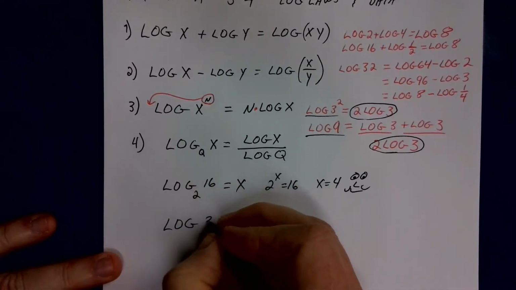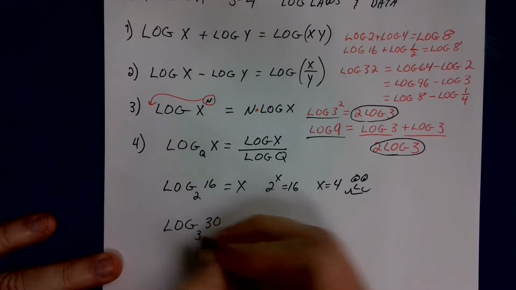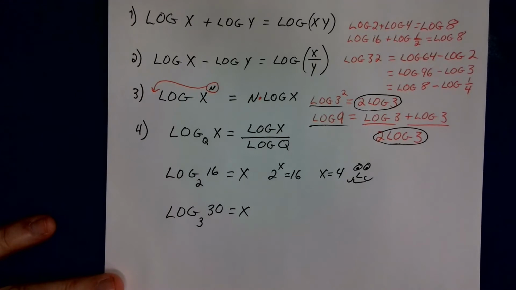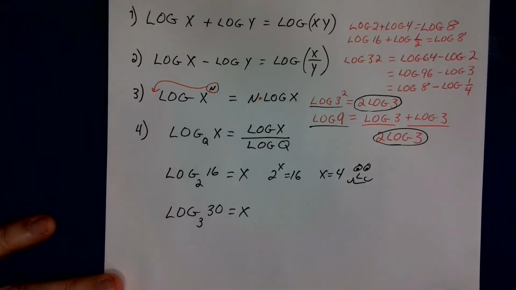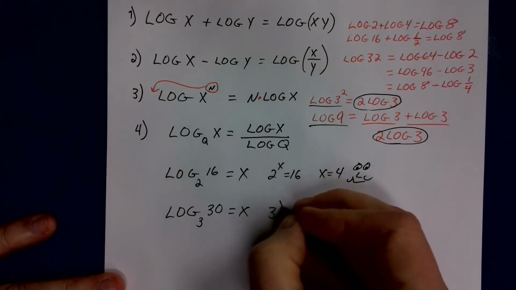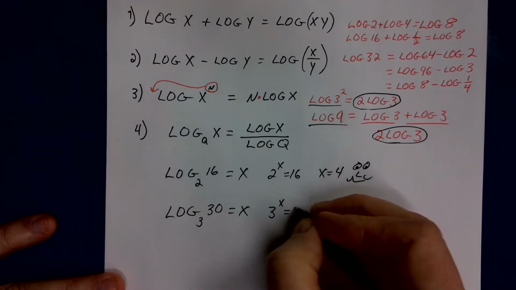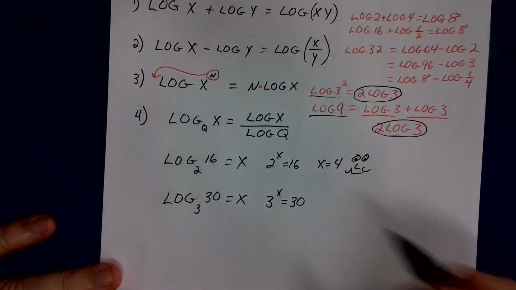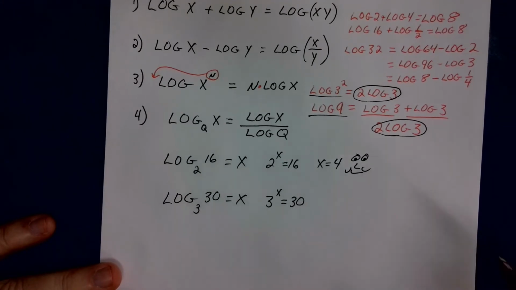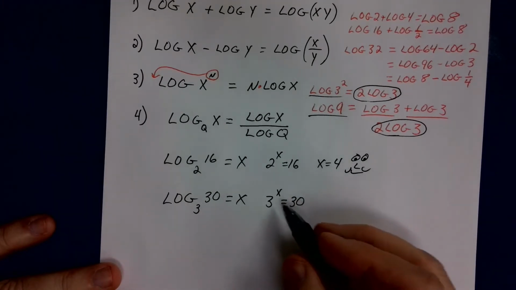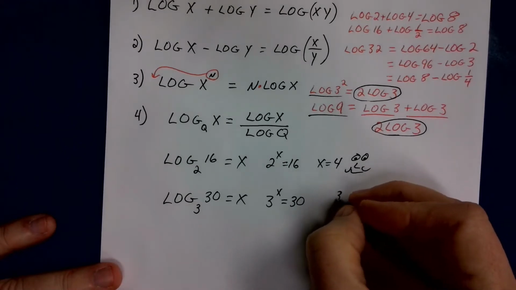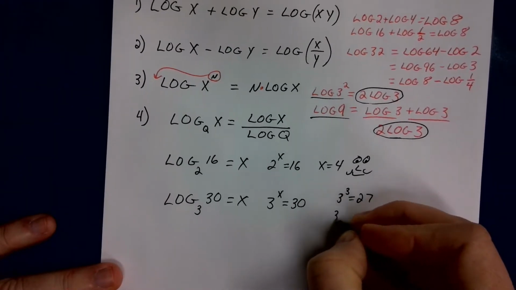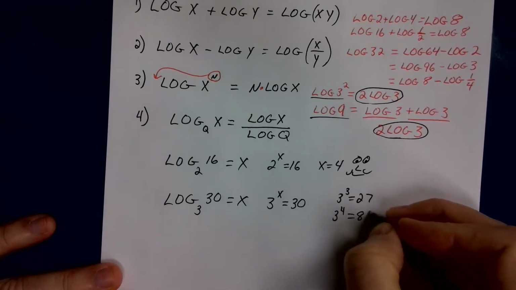Let's try this one. Log 30, base 3 equals what? And so many of you are like, oh, it's 10. Nope. Because when we rewrite it, we're doing 3 to the x equals 30. And 3 to the 10th power is not 30. 3 to the 10th power is huge. So what I need to know is this, see if this makes sense. If x was 3, it'd give me 27. If x was 4, it would give me 81.